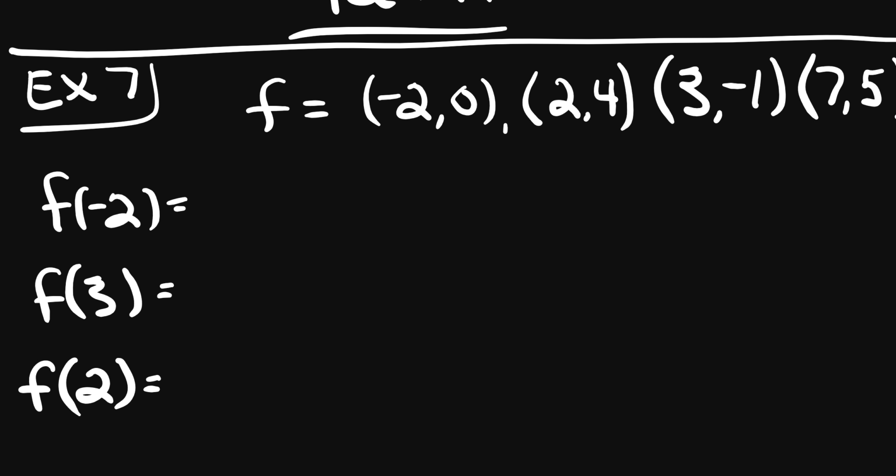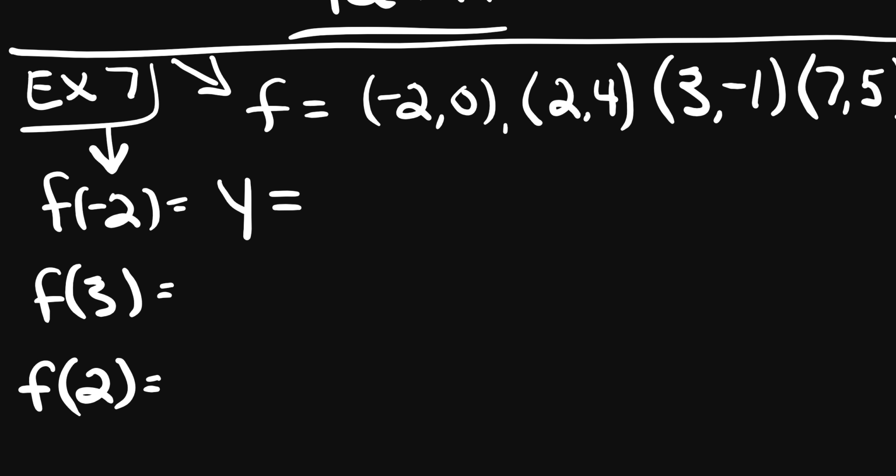Okay, in example 7, this is our function written a little differently. It's given by f equals these ordered pairs. They want us to evaluate f of negative 2. So I'm going to look for the value of negative 2. Remember what this represents in function notation: the negative 2 represents the x value. So I'm looking for the corresponding y, because this notation of f of negative 2 changes to y equals. Y is the same as f of negative 2.